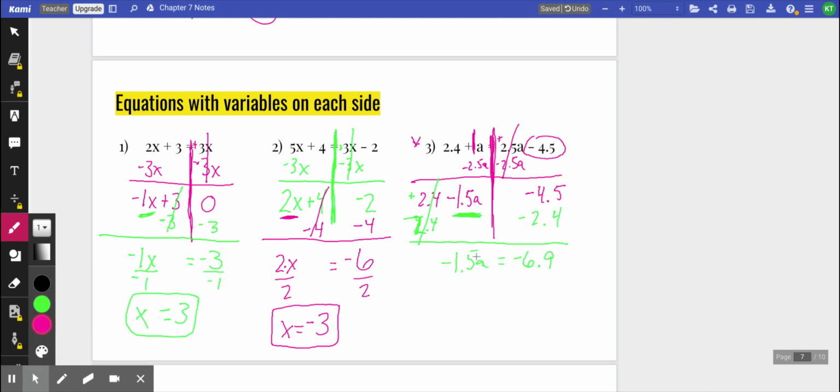So to finish, this is times, right? So we have to finish that with division. So my negative 1.5 and negative 1.5 cancel, right? Negative divided by negative is positive a. Now, negative 6.9 divided by 1.5 should be positive 4.6. Right? And again, you could check that out by plugging it back in. But again, working with decimals and not just integers, you can do it by hand. All right, but it's okay to have your calculator handy to help you with problems like that.